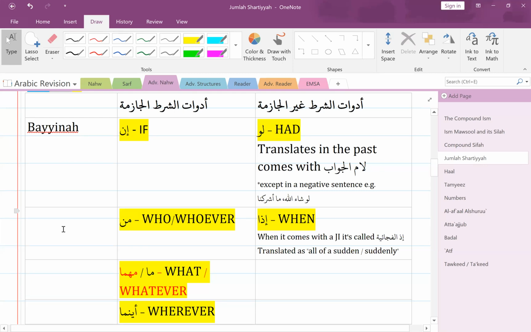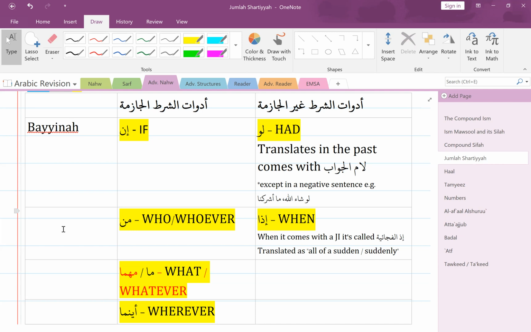So far we know about man istifhamiyya. Like if I say man hadha, who is this? That is a questioning man. We all know about that. Then we covered man mawsula, when we were doing ism mawsul and silatul mawsul. So that's a different kind of man. So far we've covered 2, and now we're covering a third one, man shartiyah.